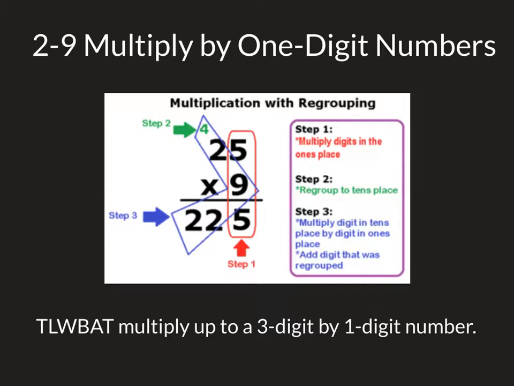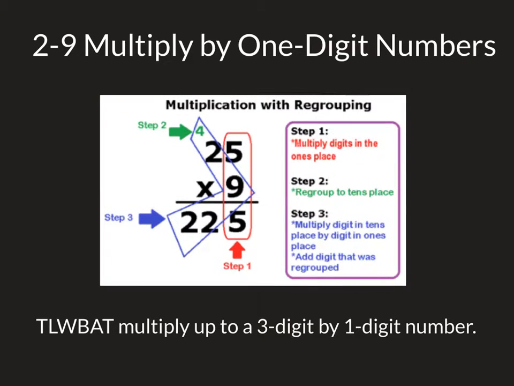Today we're doing multiplying by one-digit numbers. So that's where our second number, our second factor, will be a one-digit number. And we're going to do up to 1 by 3 or 3 by one-digit numbers, multiplying.